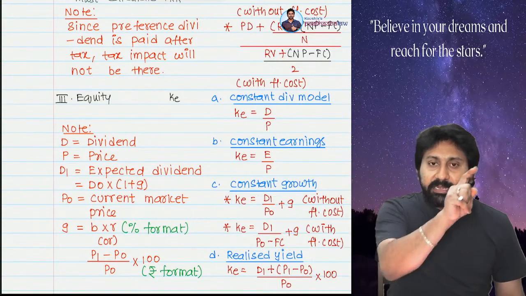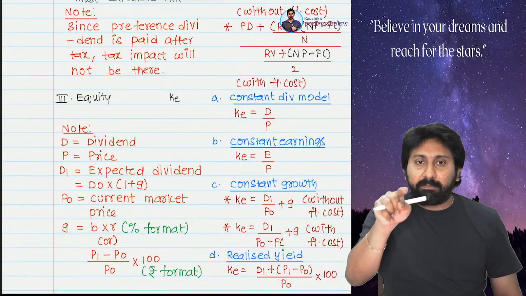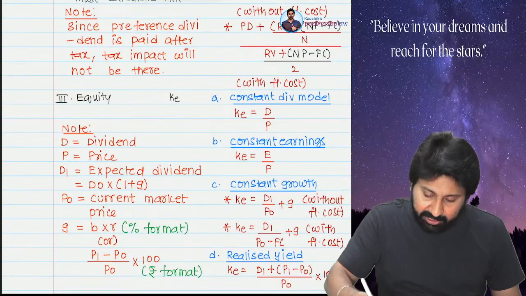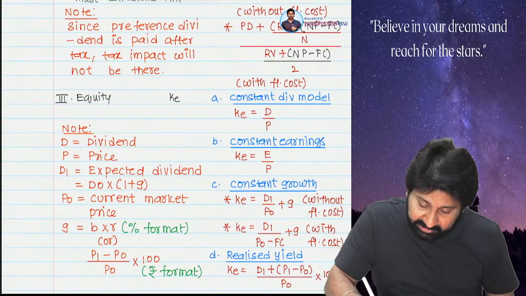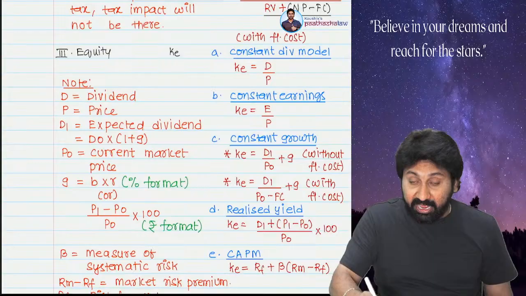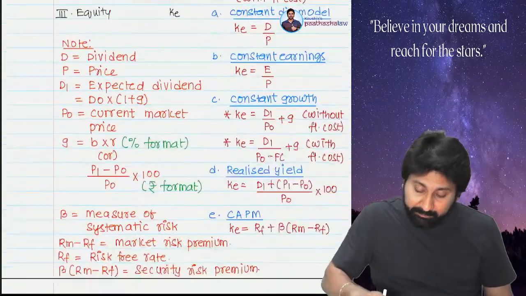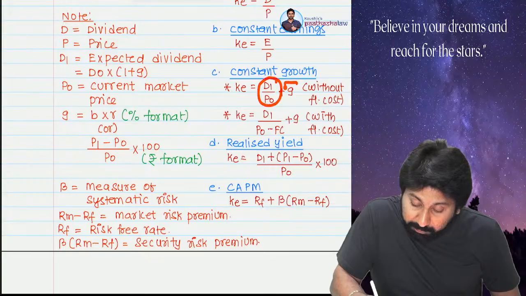Okay, taking KE minus G to this side, D1 by P naught. So KE equal to D1 by P naught plus G. That is one way of calculating. So if it is without growth with dividends, K equal to D by P. Next, if it is with earnings, K equal to E by P. If it is constant growth, K equal to D1 by P naught plus G.